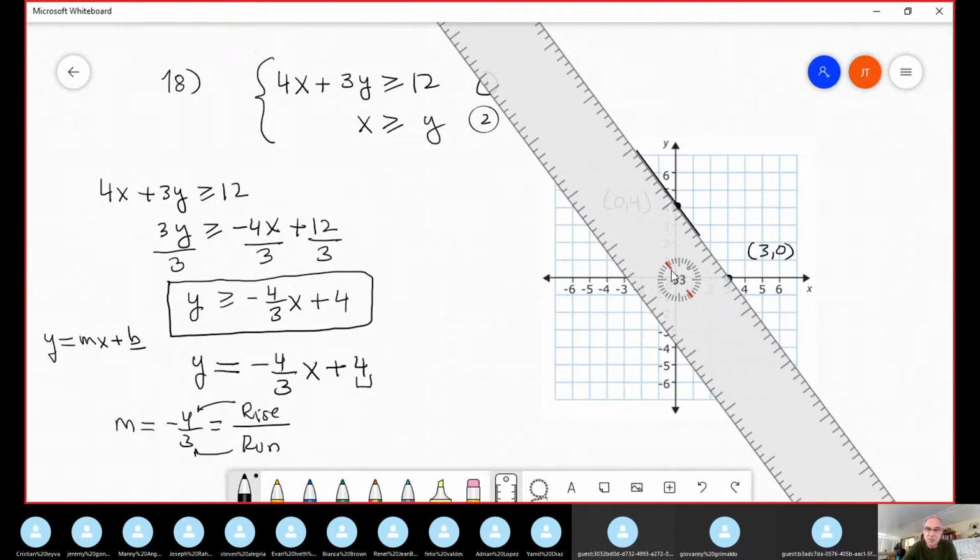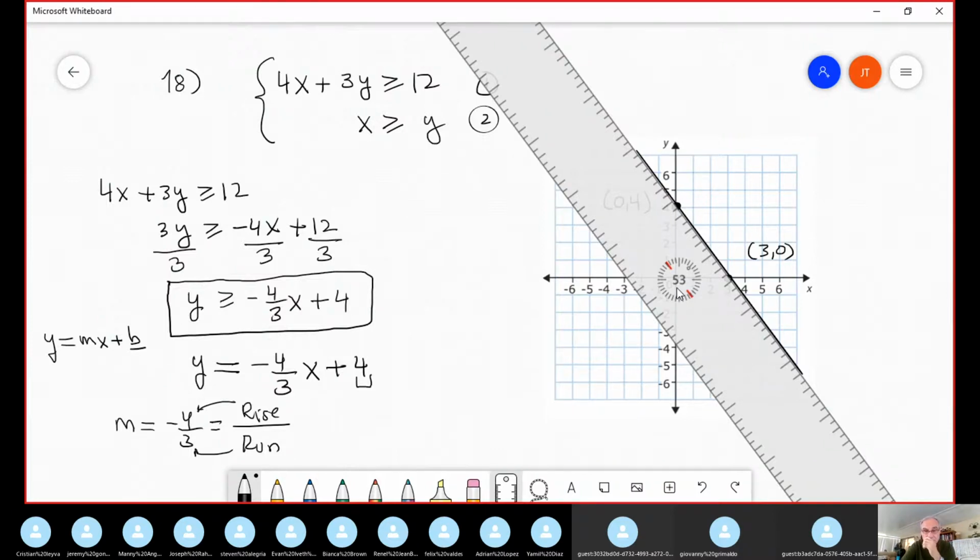Does that make sense for you, or is it confusing? This is the line that separates two countries. It's a boundary. If you include the boundary, it's because the equal is inside the solution, no? So if there's no equal, do not include it.